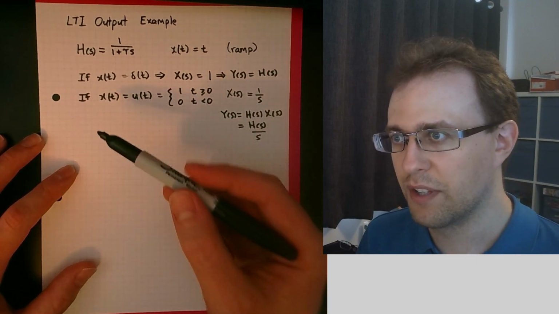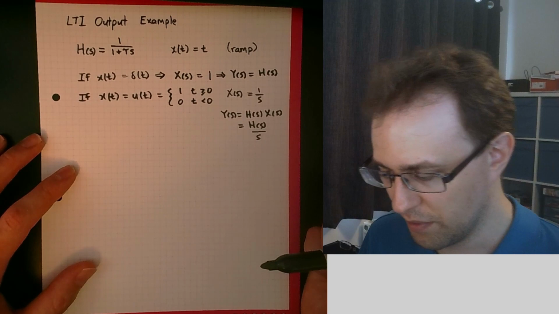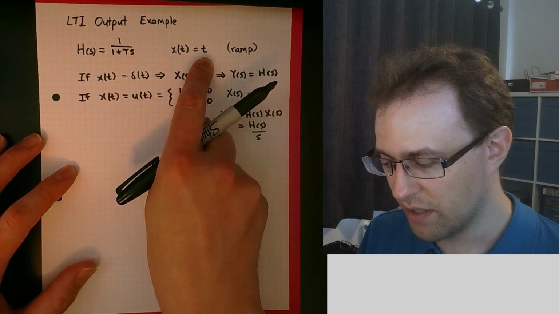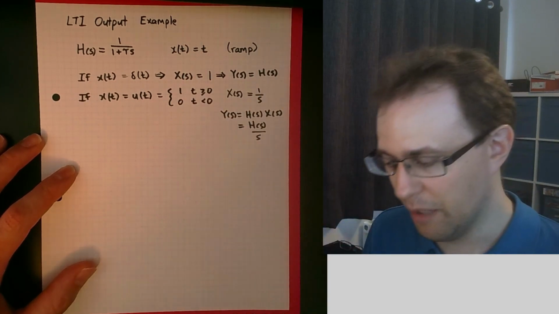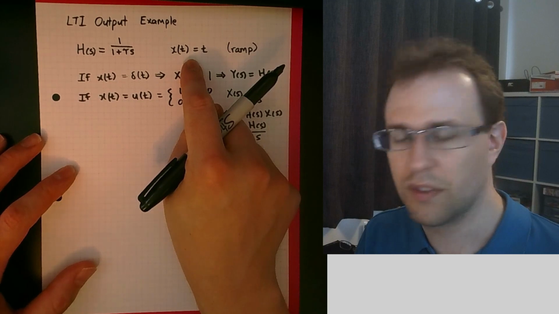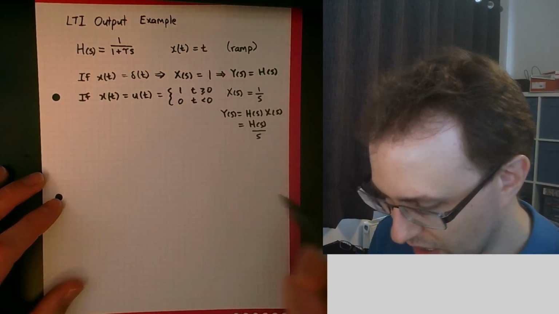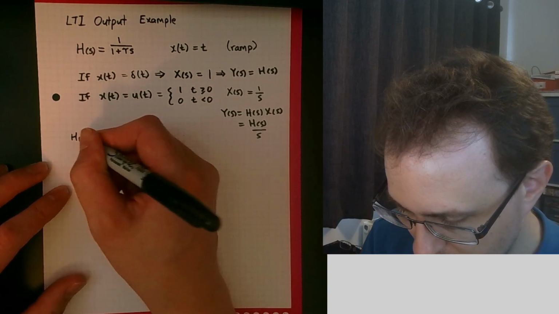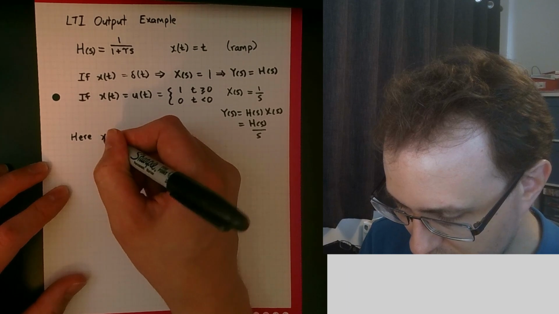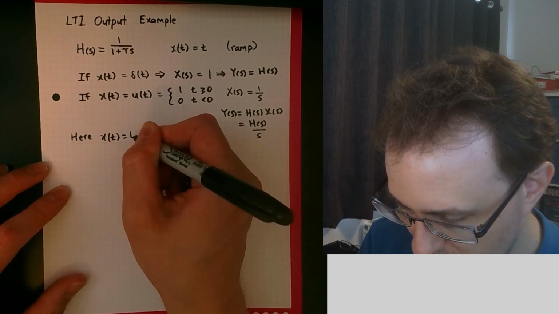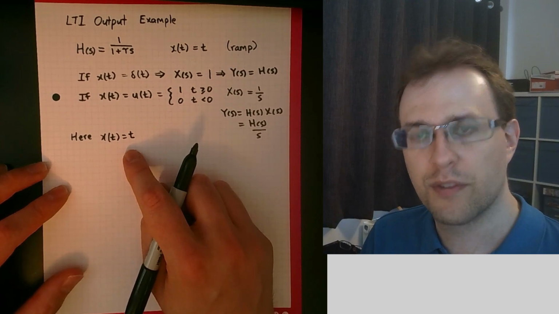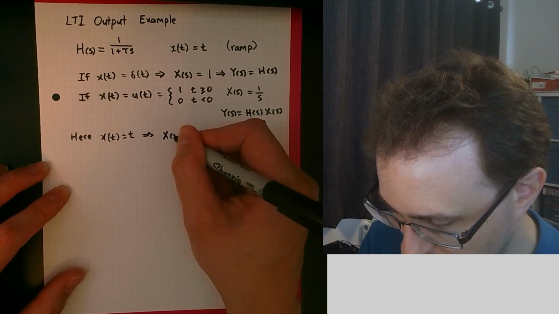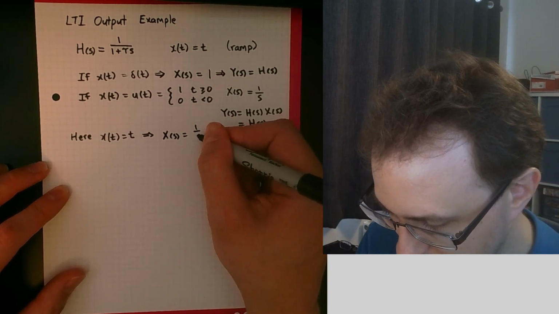So we don't actually have either of these special cases for this problem, but I just wanted to review those two. Here we have the ramp function. So x(t) is equal to t. So at time 0, this is a function that starts going up. We'll assume that this is a causal function, so it's equal to 0 for time less than 0. But now if we proceed with the actual question here, we have x(t) equal to t. We can use the table of Laplace transforms to find that our X(s) in this case is going to be equal to 1 over s squared.